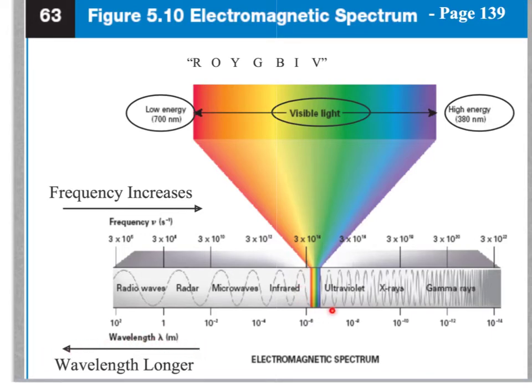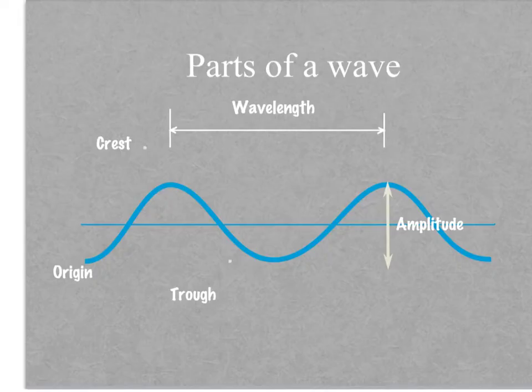Notice that the amount of visible light, or light that we can actually see, which are all of our colors, is just a very small portion of the spectrum. So most of the things in the spectrum are things that we can't see, such as the radio waves. We can't see radar. We can't see infrared rays or gamma rays, things like that.